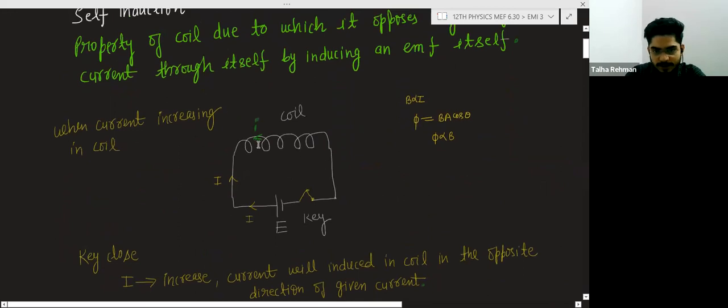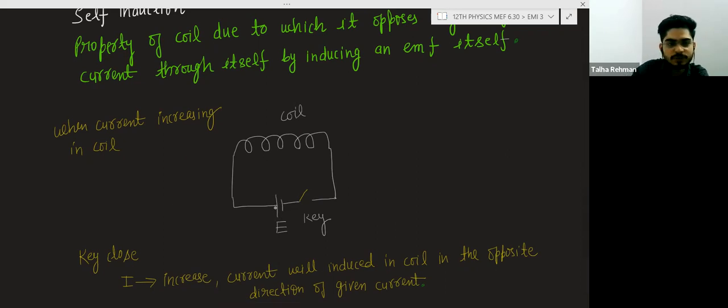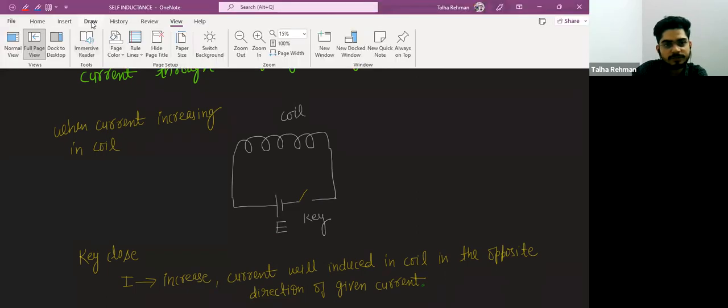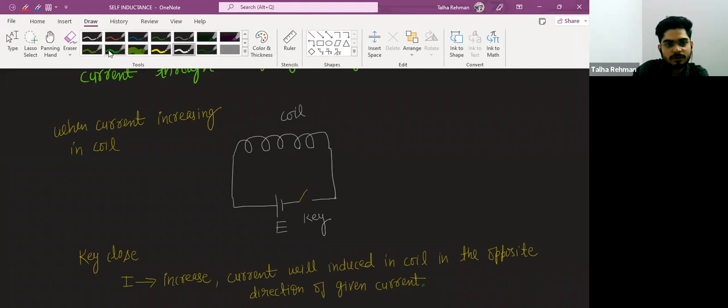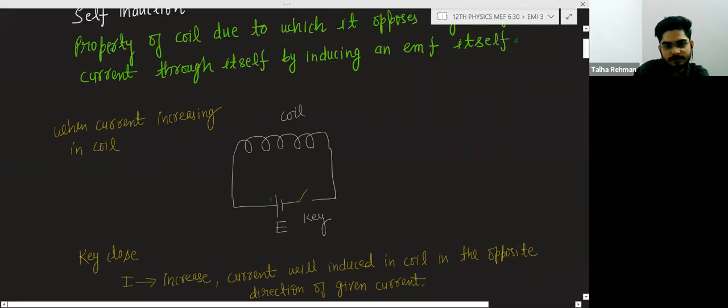Focus on this coil. This is the coil we have. Suppose there is no current here earlier. Nothing is there. This is the coil only we have. Focus on this coil, and this coil is connected to the battery.